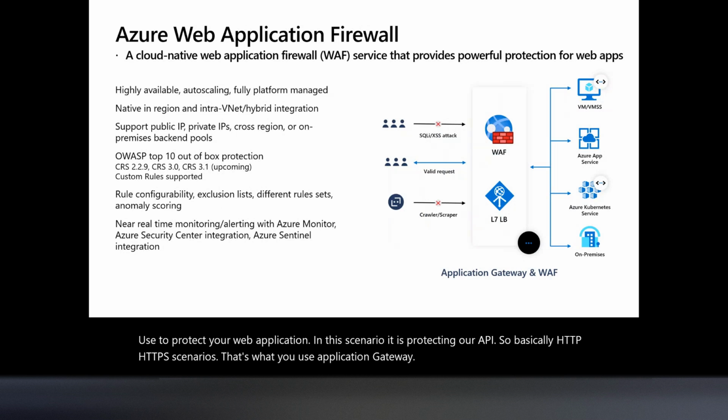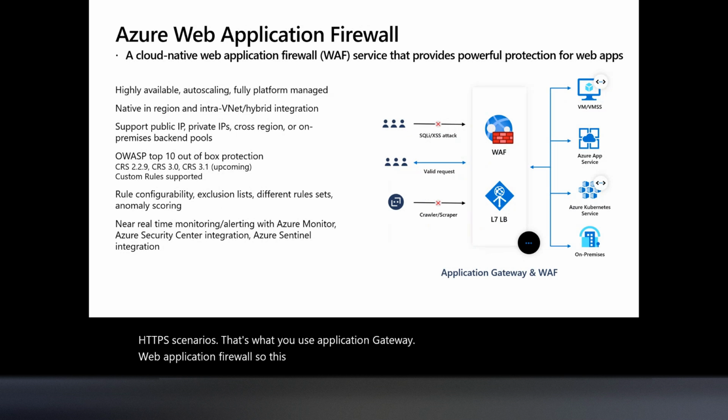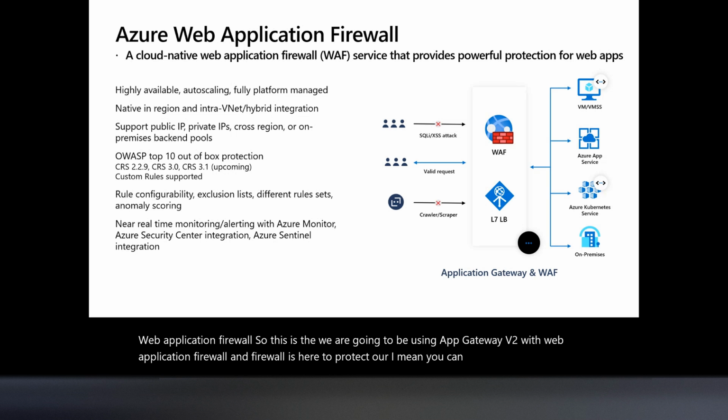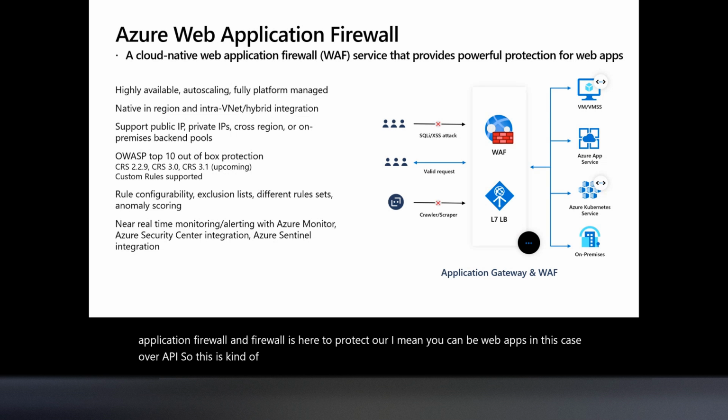We are going to be using App Gateway v2 with Web Application Firewall. The firewall is here to protect web apps, in this case our API. So these are the key components of our solution.